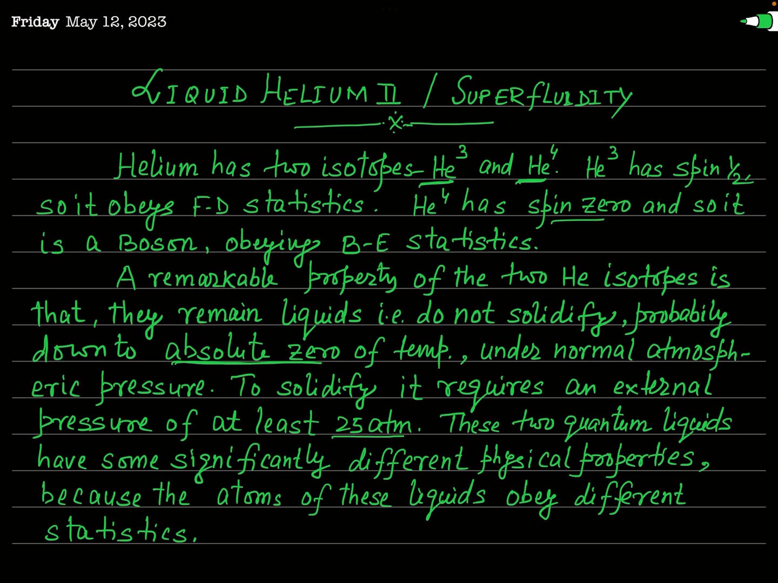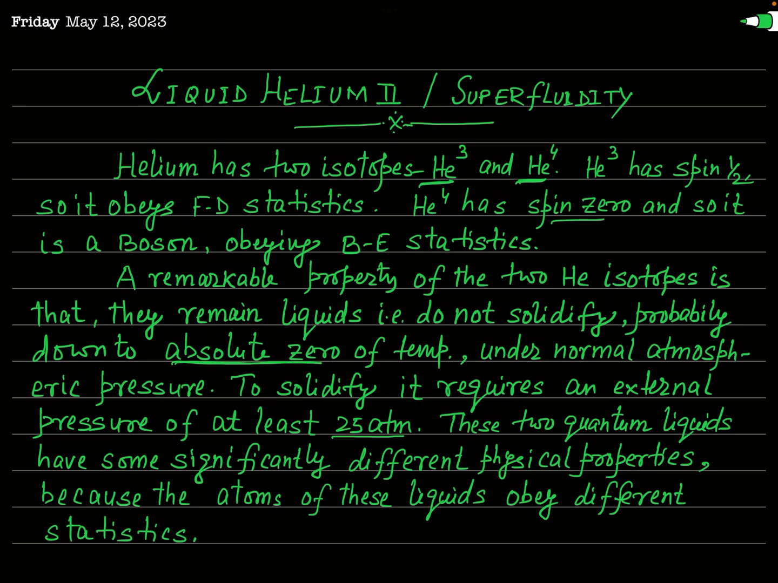Actually, as there are two types of isotopes, there will be two types of helium liquid. One will be He3 liquid and another will be He4 liquid. Since He3 obeys Fermi-Dirac statistics, while He4 obeys Bose-Einstein statistics, and the statistics obeyed by these two isotopes are different, the physical properties of He3 liquid and He4 liquid will definitely be different. As you are studying Bose-Einstein statistics here, our prime aim is to discuss the unique or strange properties of He4 liquid.